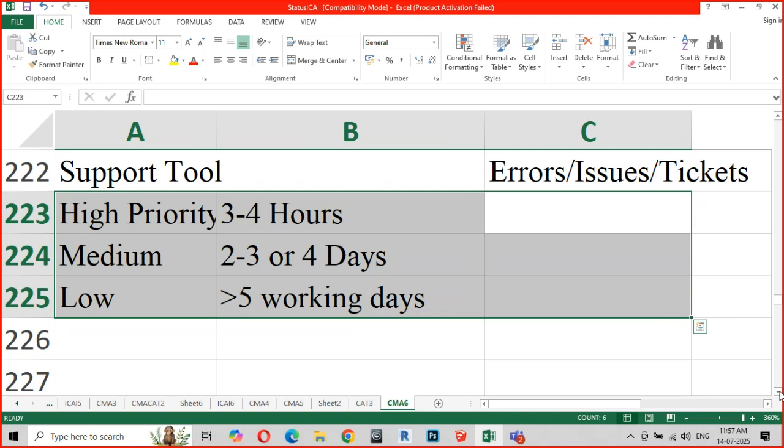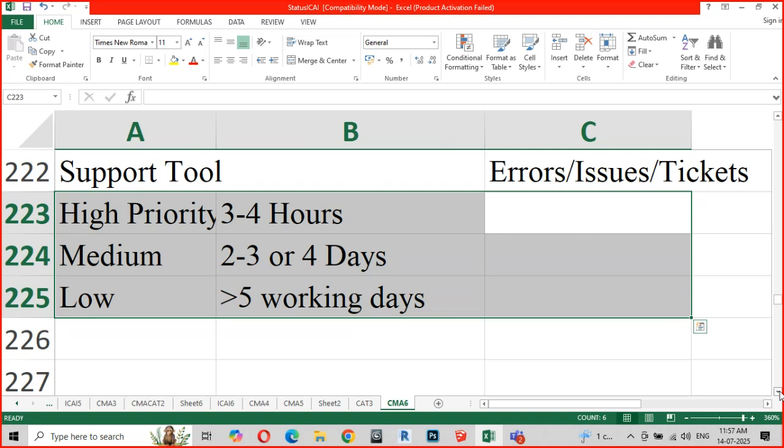The same week by Friday, the user is okay, even if you resolve the issue by Friday. 5 working days. If the issue is raised on the last day of the week, so Monday, Tuesday, Wednesday, Thursday, by Thursday next week, you can deliver the solution.